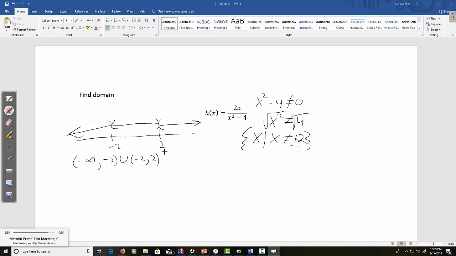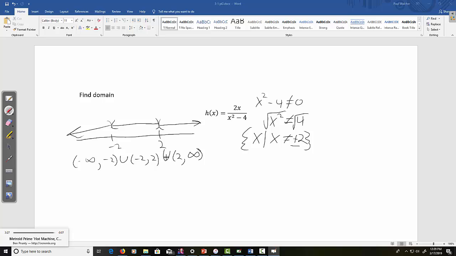And then we would have 2 to infinity. Oh, I forgot my union. There we go. And that would be the interval notation. It just depends on what the homework's asking for, which one you'll have to plug in.